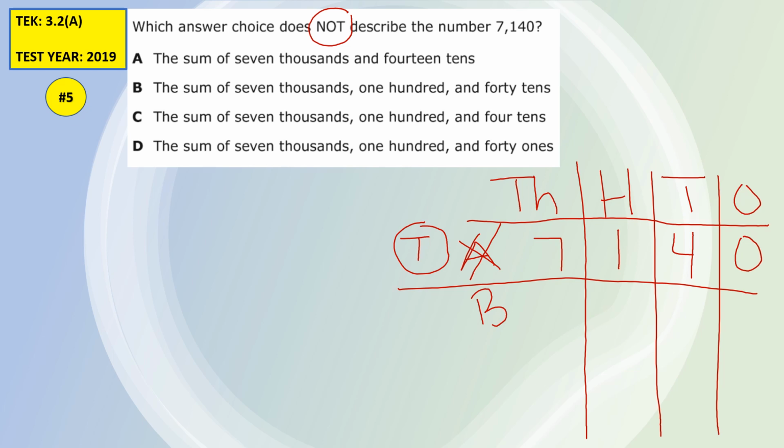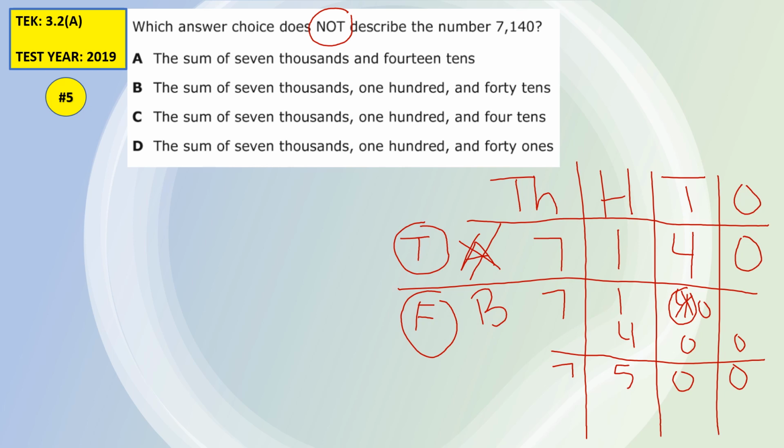B says the sum of 7,140 tens. Well, that's the same thing as saying 7,500. Well, if that's 7,500, then that means it does not describe the number 7,140, which means that's the answer I want. That's the false answer. That is the correct answer choice.